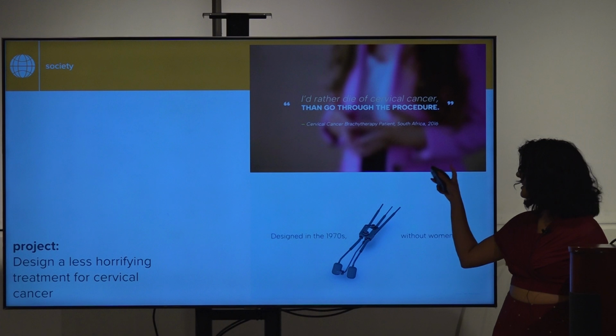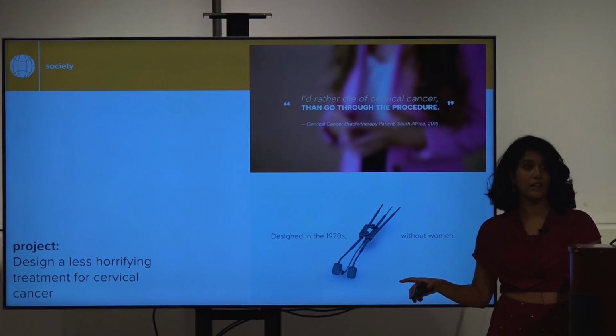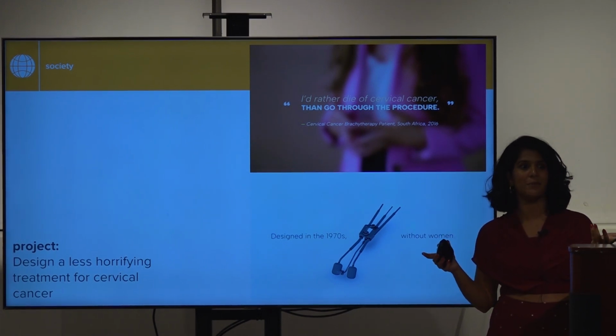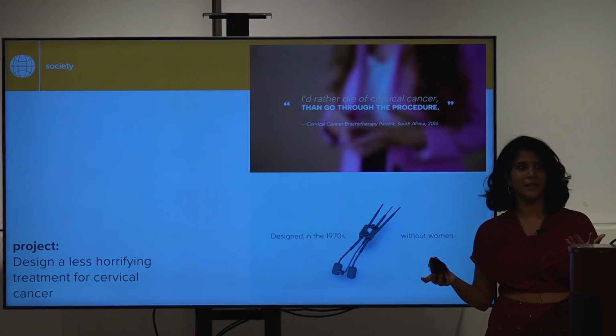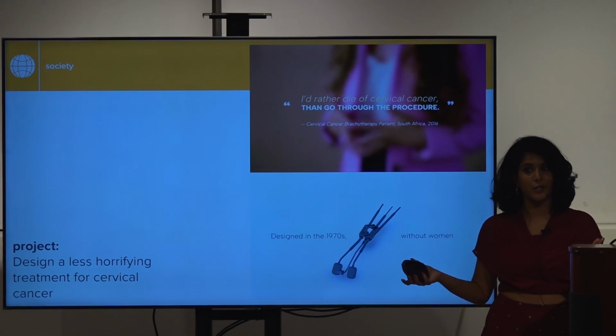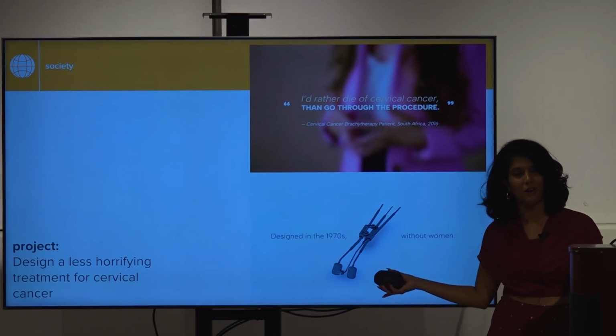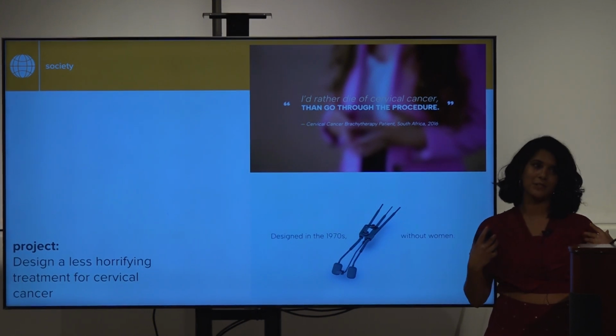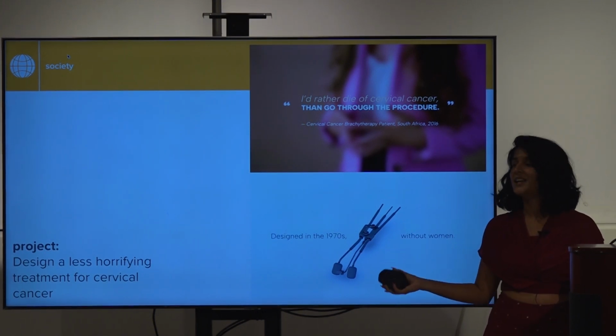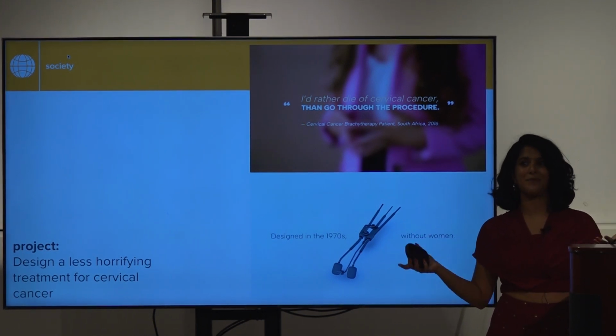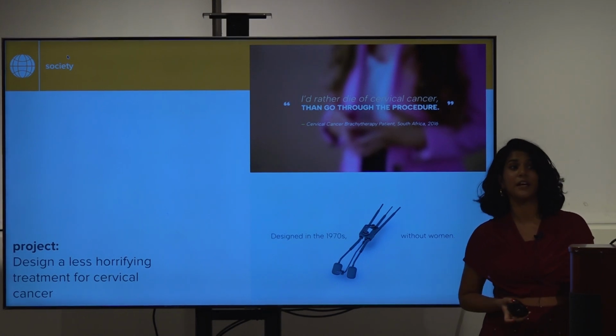And there's literally quotes saying, I would rather die than get this treatment, because it is that horrifying. And that's a big systemic problem, right? Women not being able to get treated for cancers that are curable because the devices are so terrible. And so we were tasked with securing our client a patent for a device that would basically adapt to the patient's anatomy so it's not as painful for women.